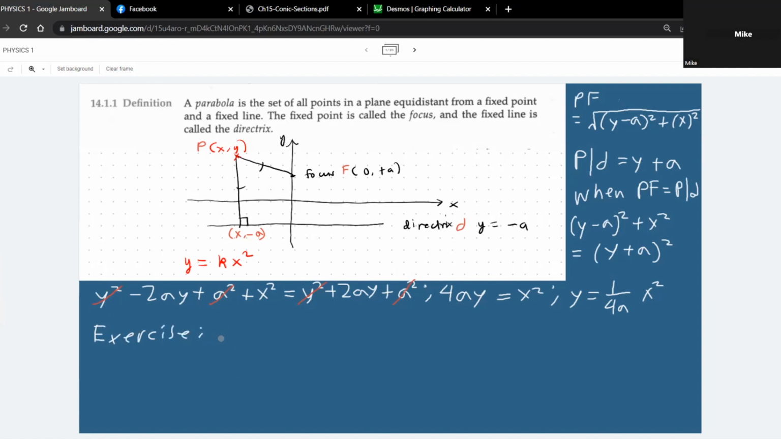given the focus is at 4, 5, and the directrix is... directrix, write it down in words. Directrix is y equals negative 10x. No, let's say y equals negative 2x. Okay, what's the equation of the parabola?